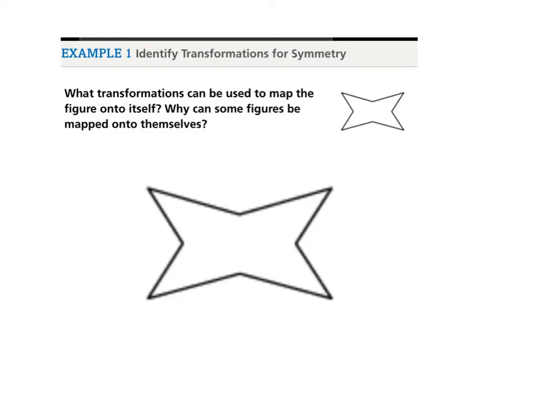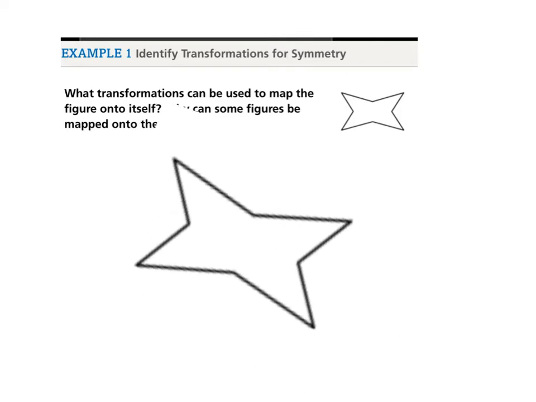I could also do a reflectional symmetry about the y. So I could do a vertical line through the center, and again I would reflect across this line. If I reflected this image across this line, this time I'd be changing the x values. So this x would change over to this x. And so when I changed those x values, I would map the figure right back onto itself.